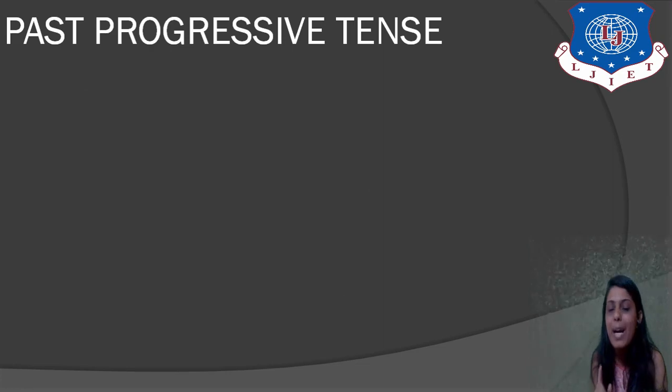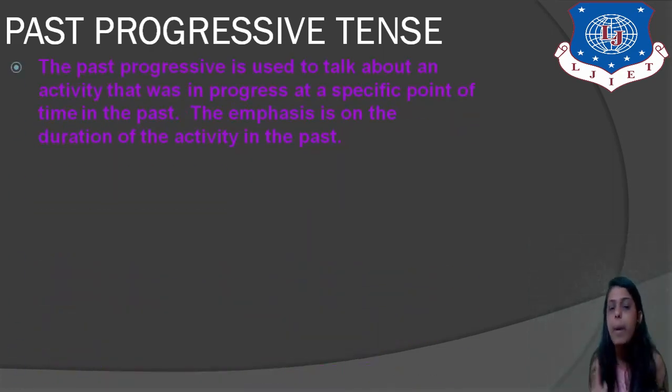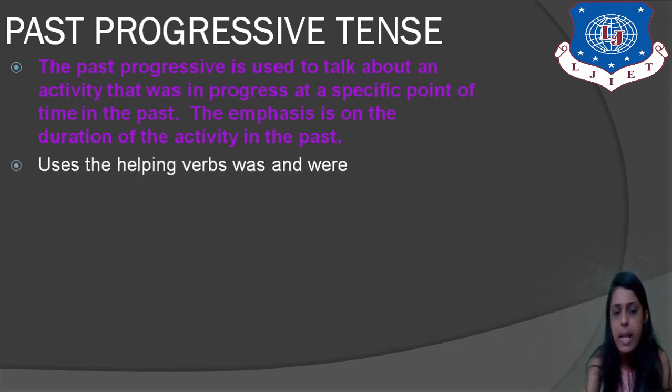Now what is past progressive tense? Past continuous tense. The past progressive is used to talk about an activity that was in progress at a specific point in time in the past. Emphasis is on the duration of the activity which happened in the past. Whenever the activity was in progress in the past, that is known as past progressive tense. You will understand more with the example.